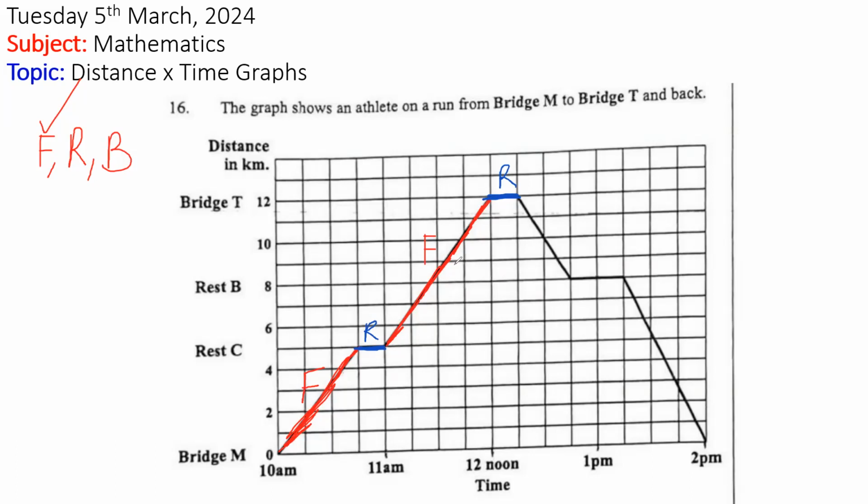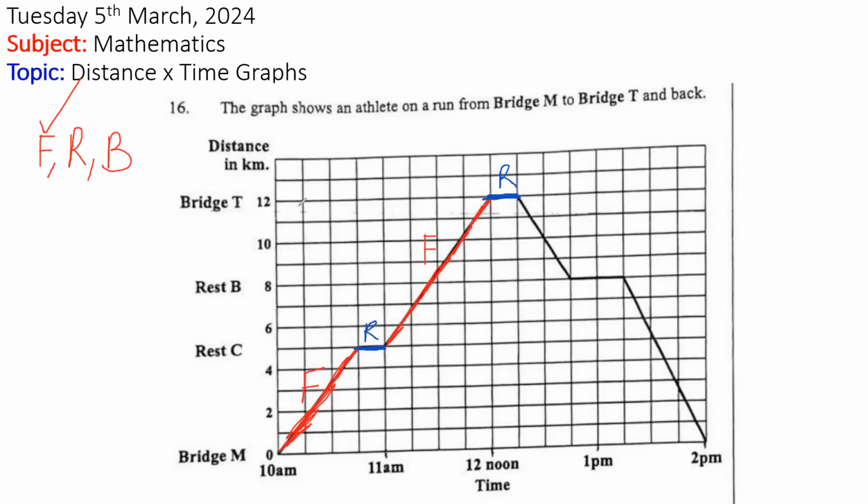So let me ask you again. When we see a slanting line ascending, what does that mean? The object is moving forward. Good. And when we see a horizontal line, it's flat. The object is not moving. It's at rest. Good. Make sure you draw this for me, please.